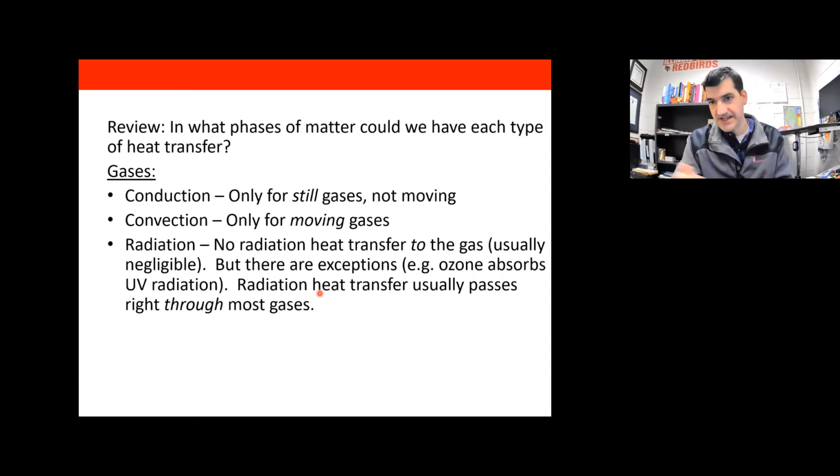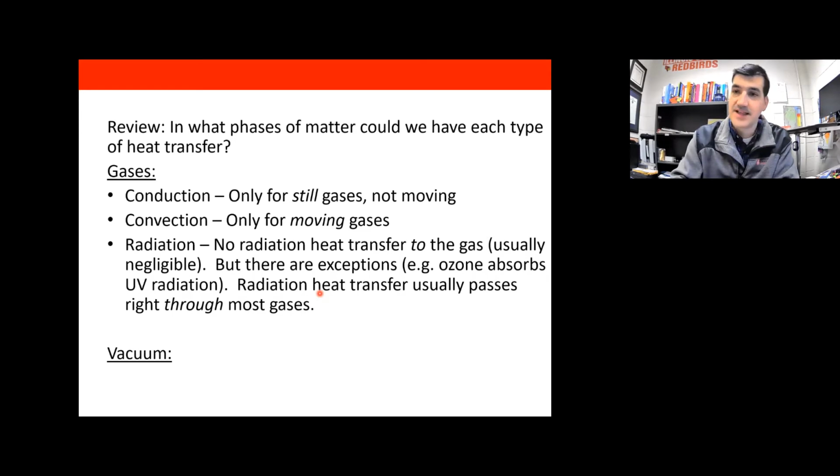And a good example, like it says here, ozone at the top of the atmosphere does a pretty good job of absorbing UV radiation. That's radiation. That's energy transfer. But most of the radiation heat transfer passes through the gas in our atmosphere. And our atmosphere doesn't interact a lot with the radiation energy transfer that's passing through it.